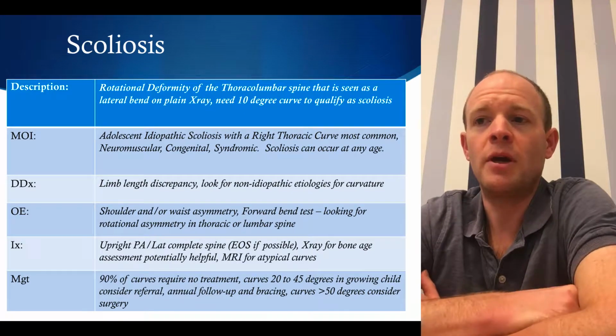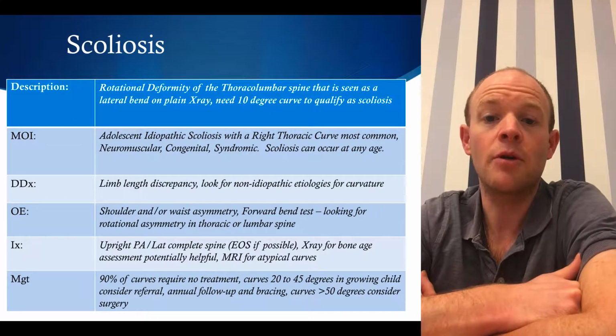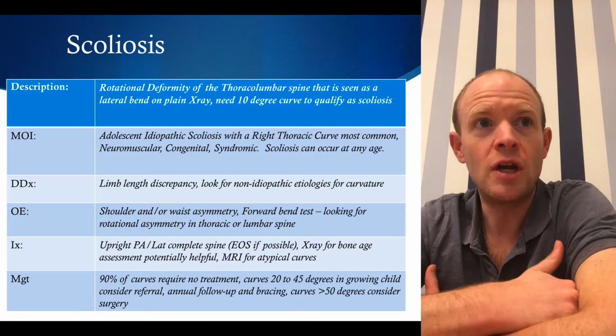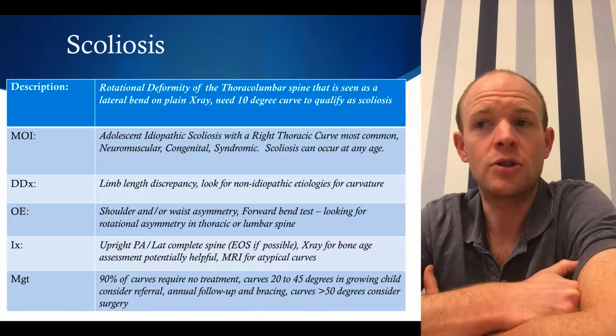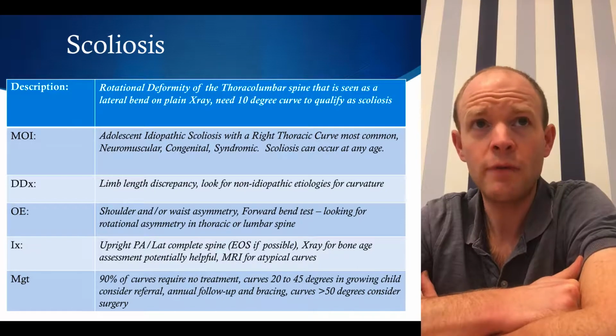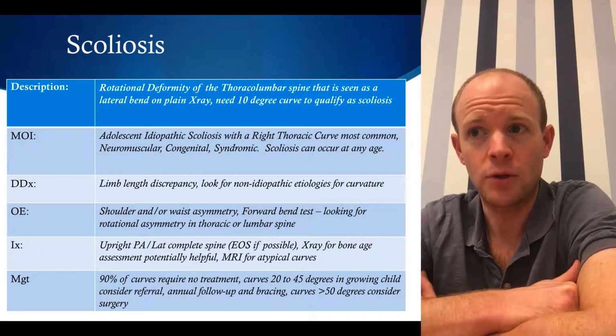Imaging and workup for these patients needs to involve looking for things that suggest it might be something other than idiopathic scoliosis. So looking for neuromuscular disorders, congenital problems within the spine that may cause the scoliosis, or other syndromes that can cause scoliosis. So you have to rule out the other things before you can diagnose idiopathic scoliosis.